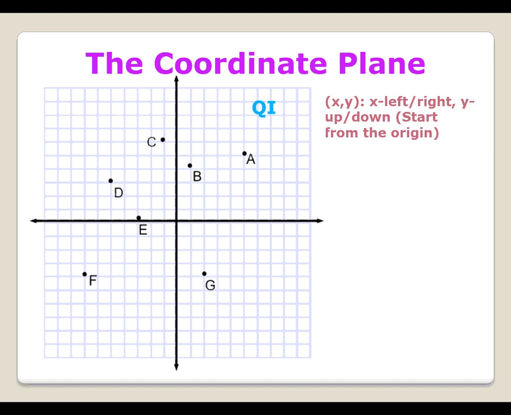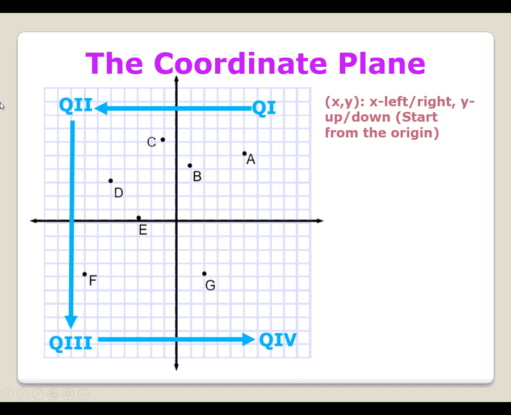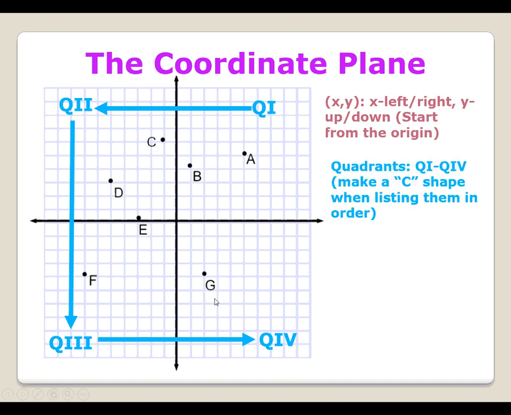So watch yourself. When we name quadrants, we're going to make a C shape for cat. So quadrant 1 is up here in the upper right-hand corner. Then we go to quadrant 2, which is right beside it. Then we head down, because we're making a C for cat, remember, to quadrant 3. And then quadrant 4 will be shimmied over to the right. So 1, 2, 3, and 4. That's how we name our quadrants.